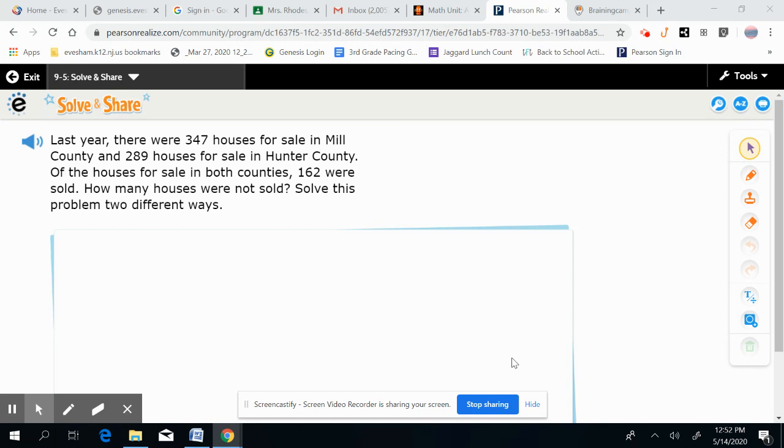Last year, there were 347 houses for sale in Mill County and 289 houses for sale in Hunter County. Of the houses for sale in both counties, 162 were sold. How many houses were not sold? Solve this problem two different ways.